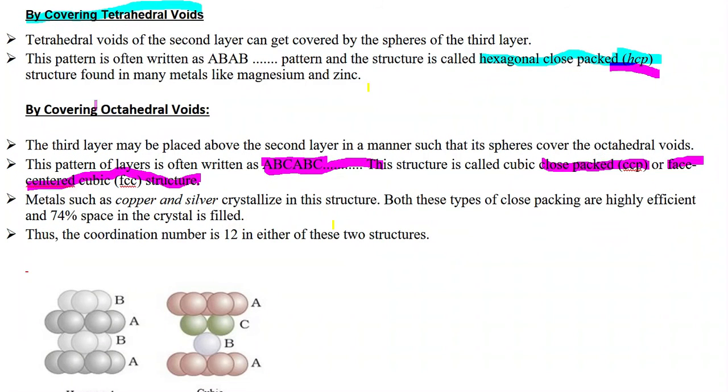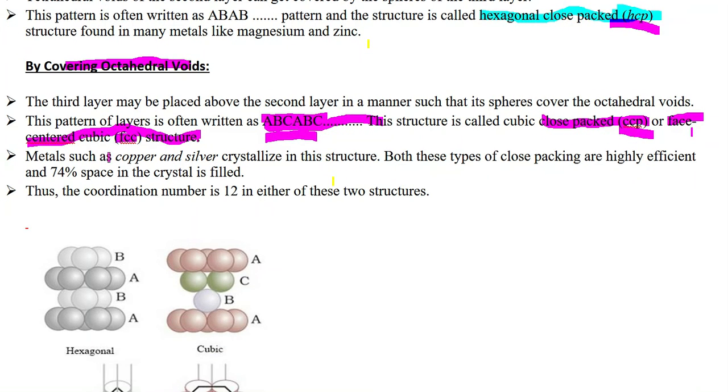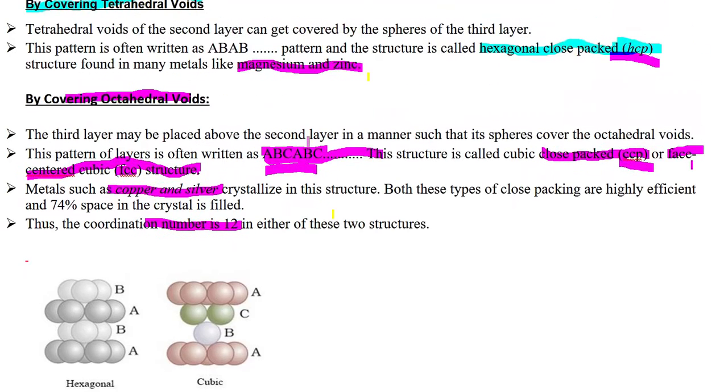If we place the third layer by covering octahedral voids, we will get ABC type of arrangement, and this is called CCP or FCC, face-centered cubic structure. The examples of such type of packing are copper and silver. Here the examples were magnesium and zinc. Here the coordination number is 12, students.